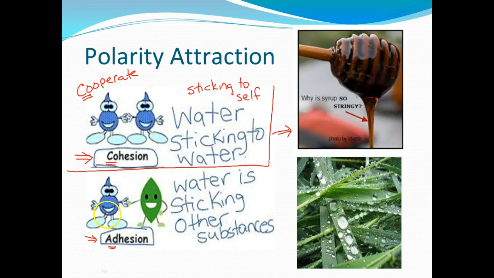Here we have a water molecule clinging to something different. It's water sticking to other substances. Water sticking to other substances is adhesion. As you can see here in the picture, these are water droplets lying on the leaf, dangling off of a leaf, probably. This is water molecules sticking to something that's different from them, and that is adhesion. So there are two vocab words you're going to need to use in your activities today.